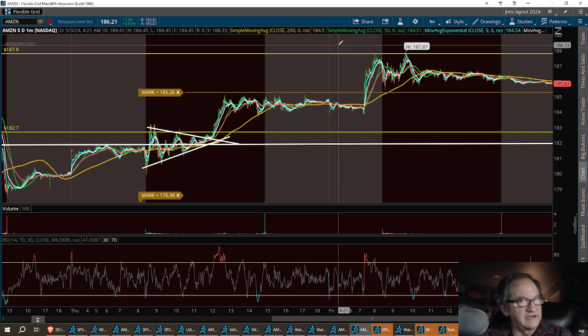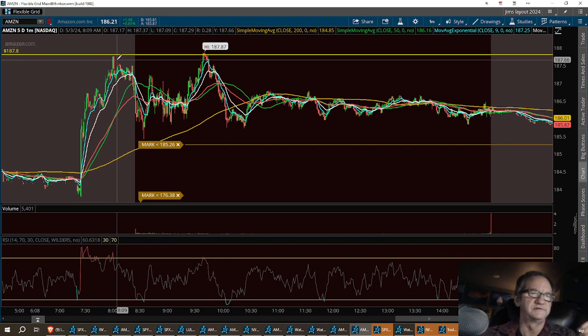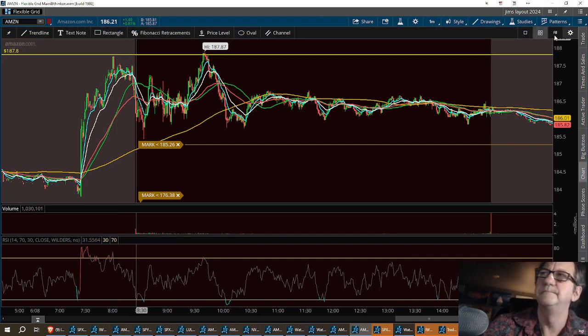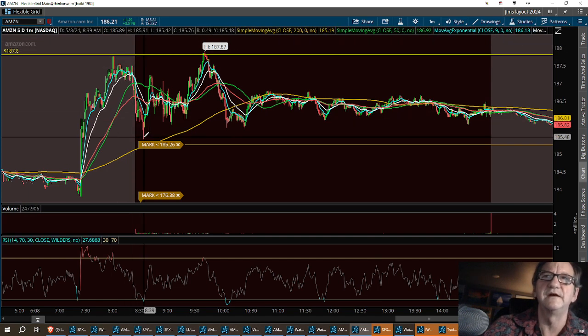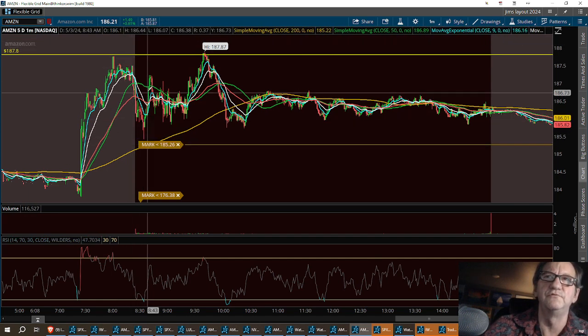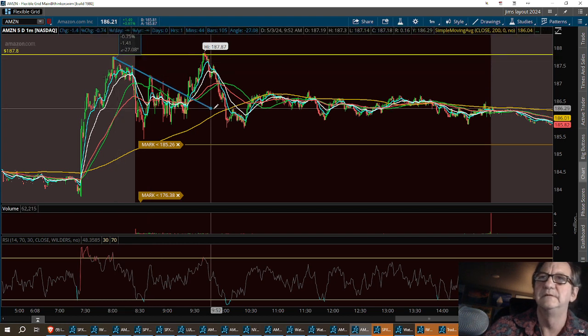Wait for them flags. Wait for them patterns. Don't take the trade until you see a pattern, unless you have a different strategy. So we broke out of the gate. We bounced it off the 200. And we did a little thing right here. And then we found a flag right at open.